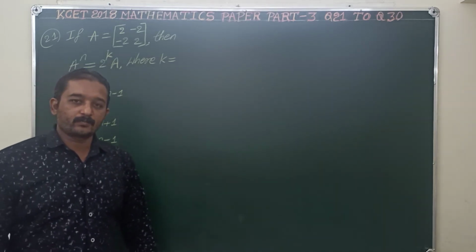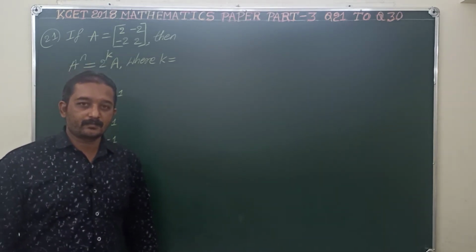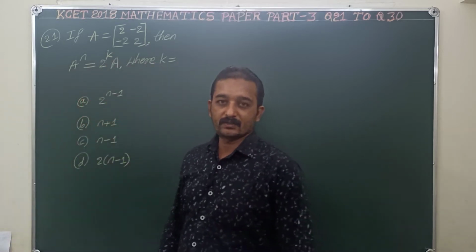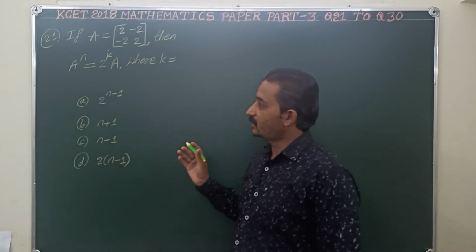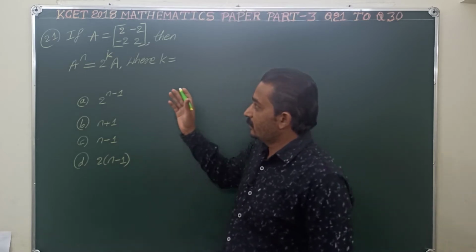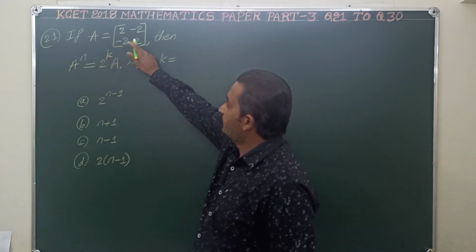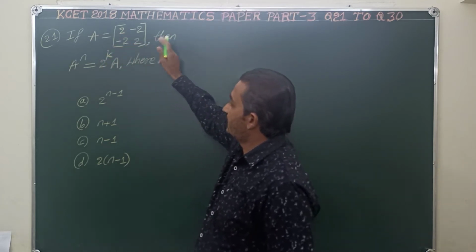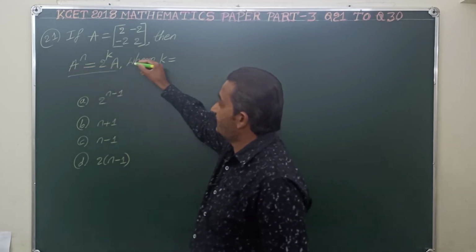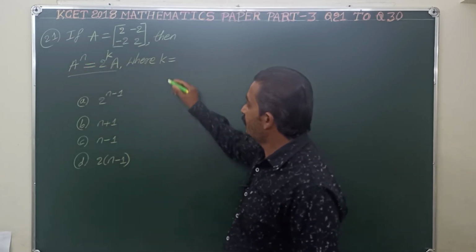In this video, I am going to solve KCET 2018 Mathematics paper part 3 from question number 21 to 30. Let us see the first question, question number 21. If A is equal to [[2, -2], [-2, 2]], and one more condition is given: A to the power of n is equal to 2 to the power of k into A, where k is what?